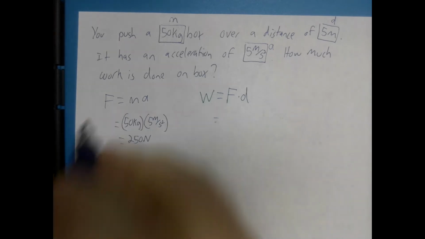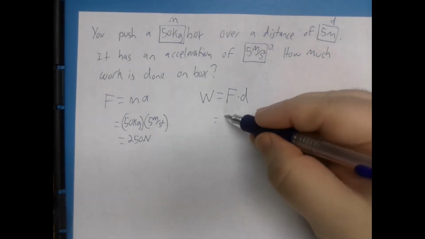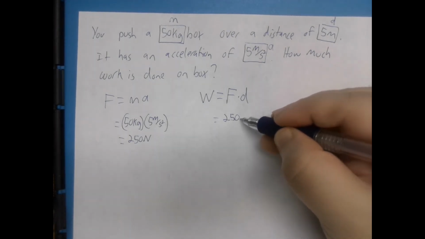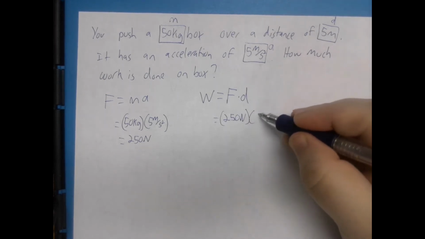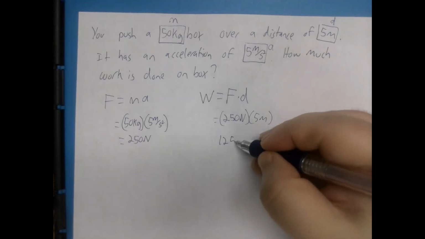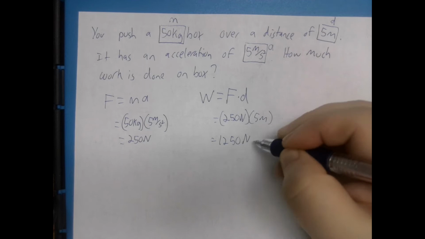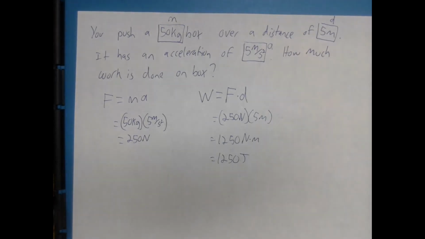So recall that F equals ma. This is something that you'll have to memorize. We use it quite a lot in this class. So our force is 250 newtons. Our distance was 5 meters. And that should be 1,250 Newton meters. Or you could just put joules. I will accept either.